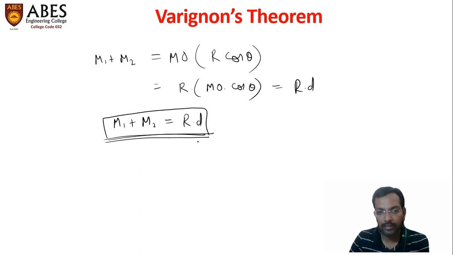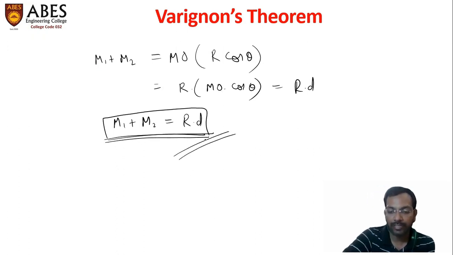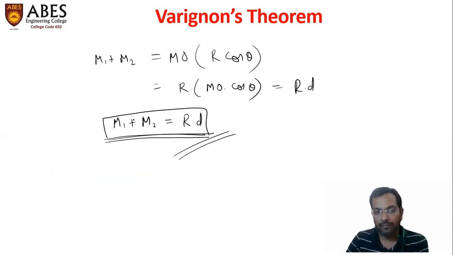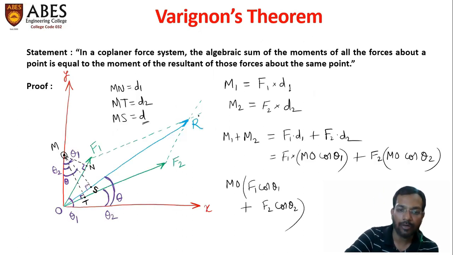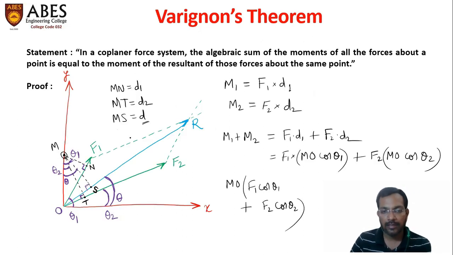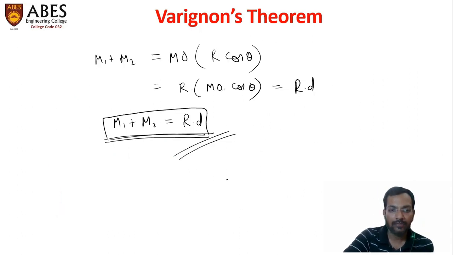This is the final expression which we were going to prove in this complete procedure. M1 plus M2 is what? The summation of the moments of individual forces is equal to the moment of the resultant of those forces about the same point. In this procedure, we have taken the point as M, about which we have taken the moment of all these forces. So in this way, it has been proved.